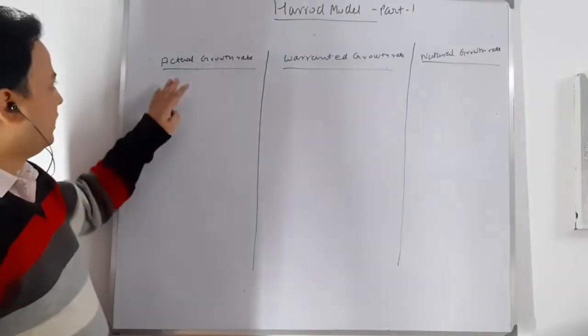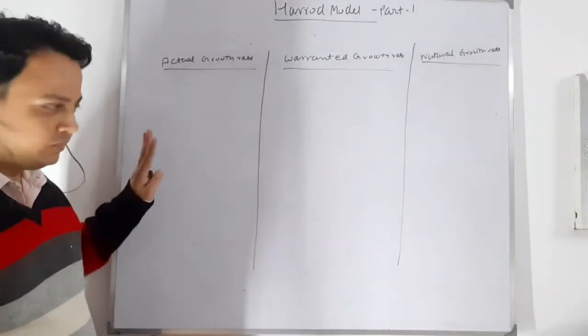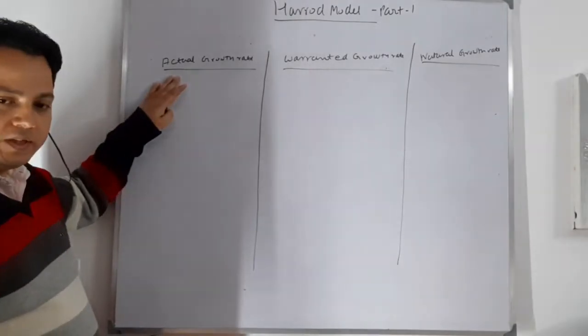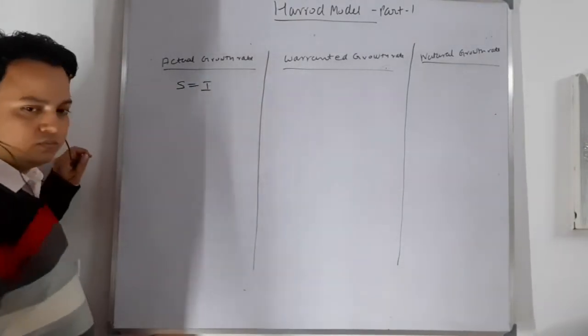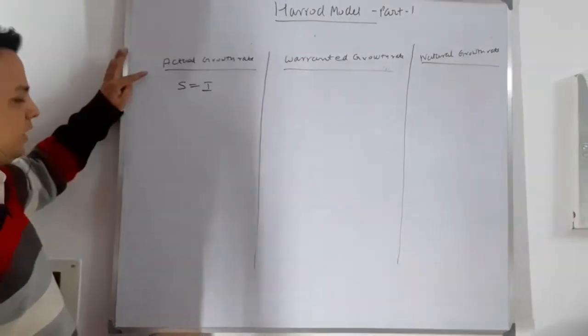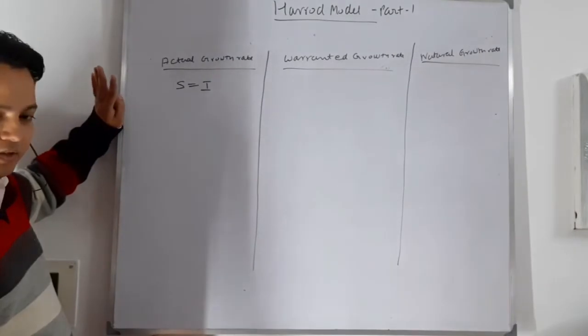When we are talking about actual growth rate, in the definition also you can write the same. Actual growth rate is determined by the equality of saving and investment. I repeat it one more time: actual growth rate is determined by the equality of saving and investment.